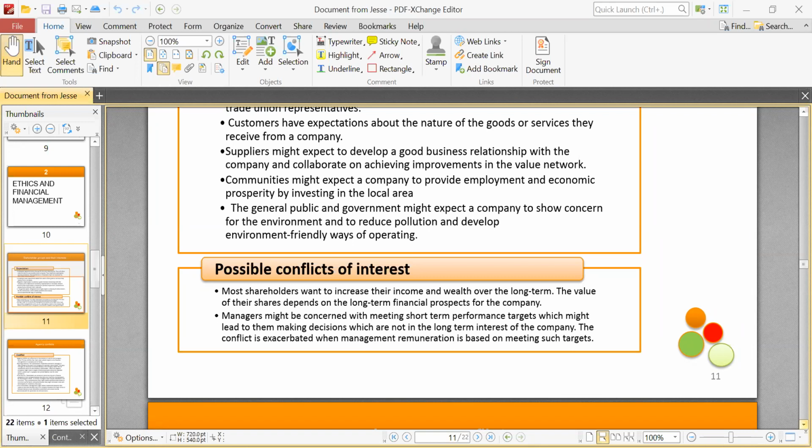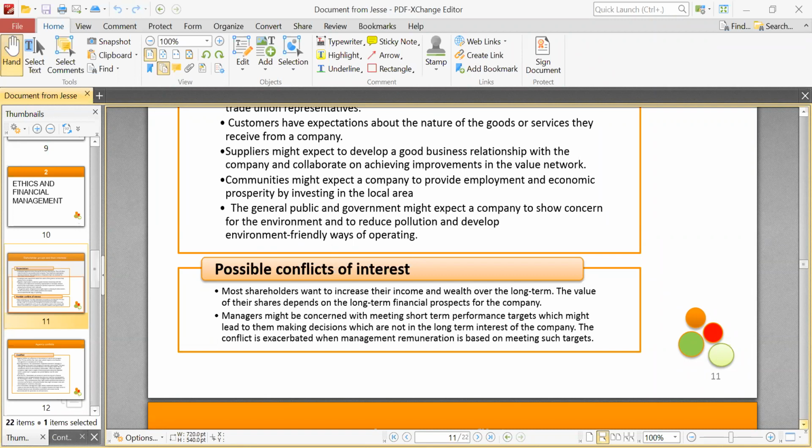So shareholders will usually have an interest, and managers will also have their interest. What do you think the interest of the shareholder is in the organization? Well, to see if the company is profitable enough to maximize their worth in the company. Fantastic. That's it. So they want to increase their wealth and income over the long term.